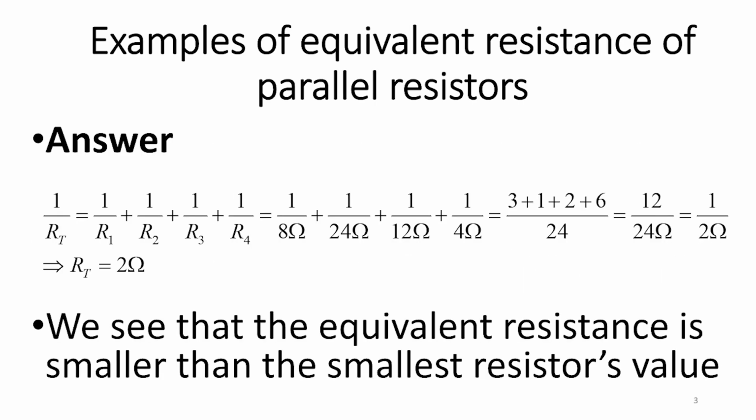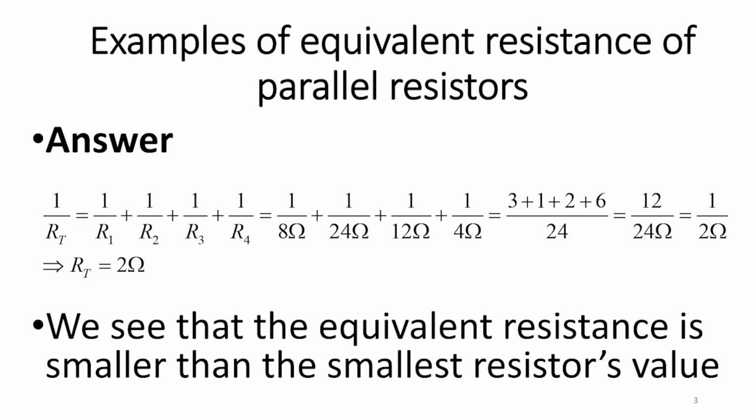Answer. We know that 1 over RT equals 1 over R1 plus 1 over R2 plus 1 over R3 plus 1 over R4. Substituting the data in the question, we get 1 over 8 ohms plus 1 over 24 ohms plus 1 over 12 ohms plus 1 over 4 ohms. The common denominator is 24, and the numerator will be 3 plus 1 plus 2 plus 6, which gives 12 over 24 ohms. That can be reduced to 1 over 2 ohms. So in this case, RT equals 2 ohms.